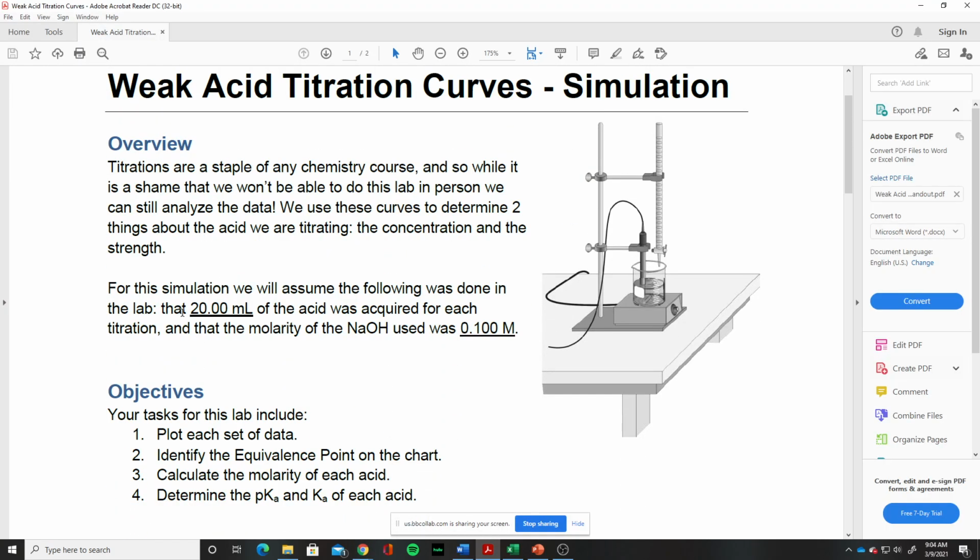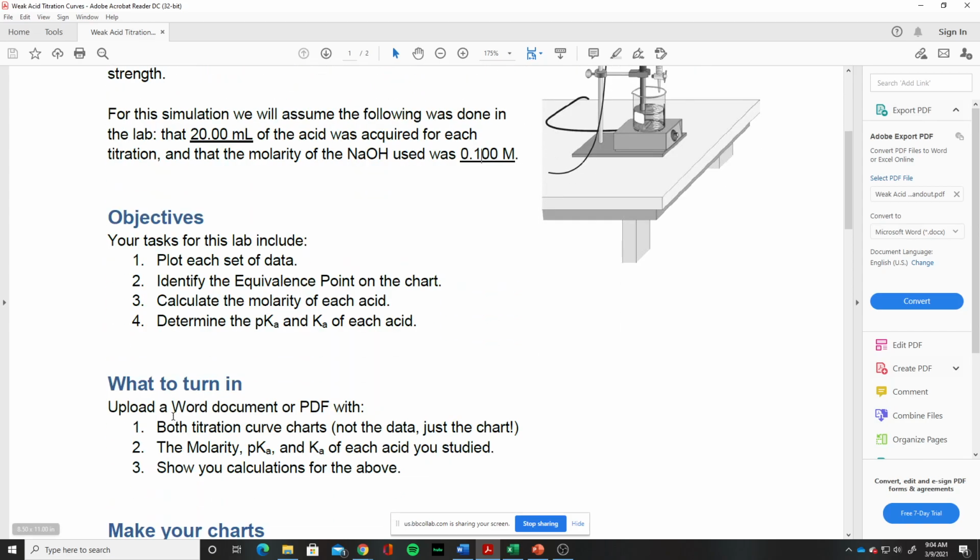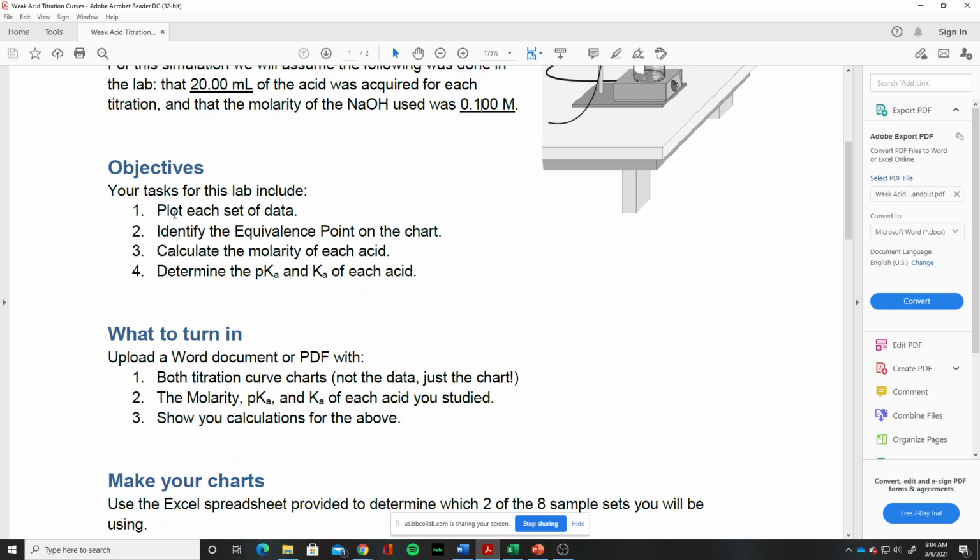Okay. So, like I said a minute ago, 20 mL of acid. Everyone's going to assume that. And the base has a concentration of 0.1 molar. Okay. So, our objectives. Your tasks for this lab include: number 1, plot each set of data. Everyone's going to plot 2. So there's going to be 2 sets of data for each student.